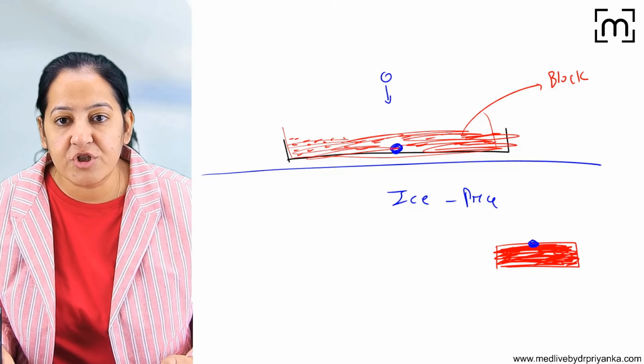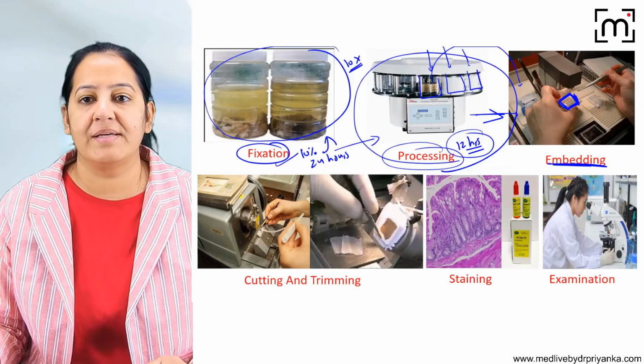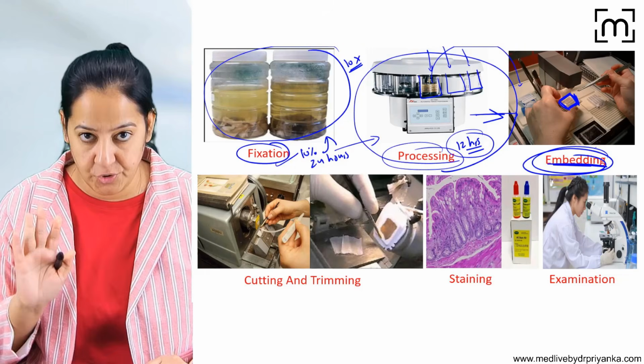And here there is a tissue, and I can cut it into multiple pieces. So this is known as embedding. The embedding is done. I will show you the videos.